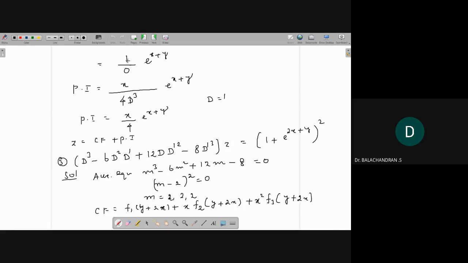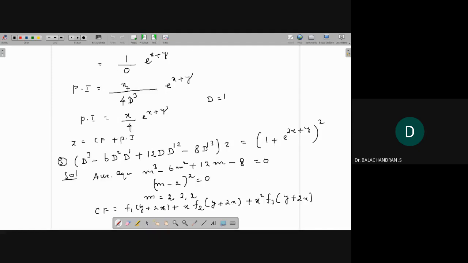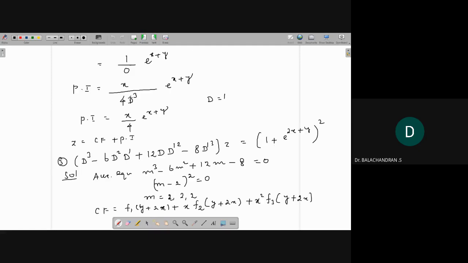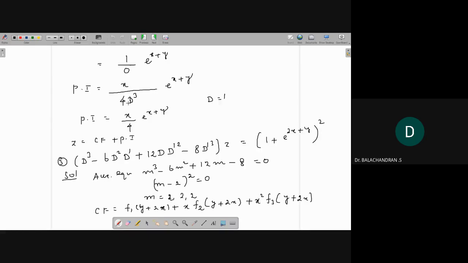so I'll write 1 by 0. Okay, 1 by 0 into e power x plus y. Okay, now PI equal to, you should multiply by x here and differentiate the denominator with respect to D. So you have D power 4 minus D dash power 4. If you differentiate with respect to D, you'll get 4D cube. This is 0. So x by 4D cube, 4D cube into e power x plus y.